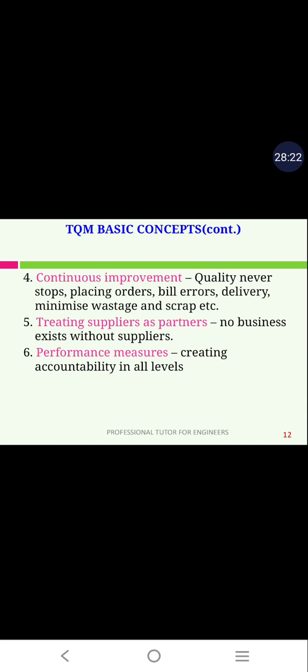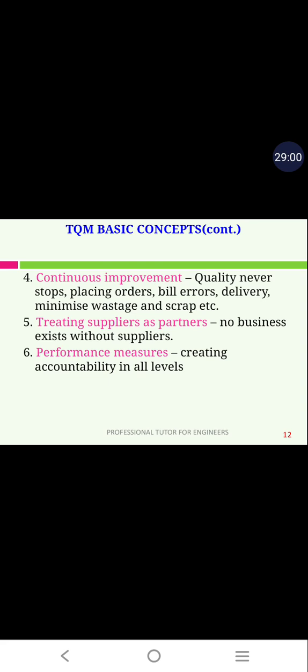And the last basic concept is performance measures. What do you mean by performance measures? Creating accountability at all levels. For example, an operator is manufacturing a particular component, say a nut, bolt or a screw rod, whatever it is. He is responsible for that particular product. He needs to ensure that the quality is maintained as per the requirement.